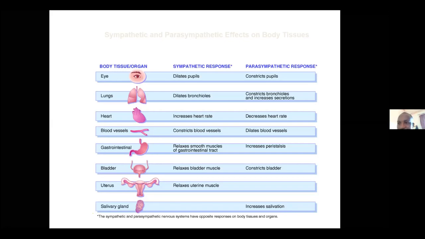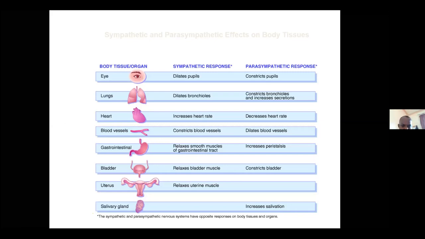Remember, I told you the parasympathetic, you can also think about it as the leaky mode, where you're leaking things, leaking secretions, leaking, maybe can cause diarrhea, leaking urine. So it's a leaky state. So you're leaking from everywhere.